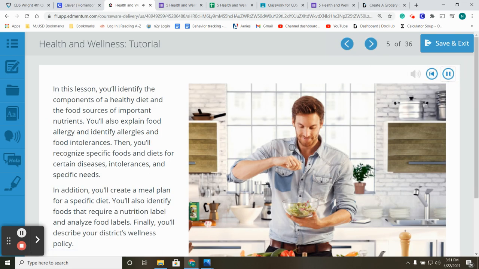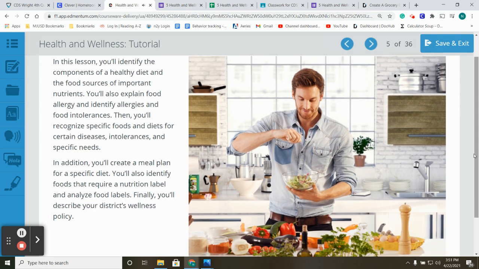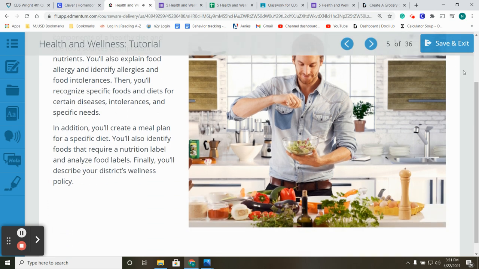In this lesson, you'll identify the components of a healthy diet and the food sources of important nutrients. You'll also explain food allergy and identify allergies and food intolerances. Then you'll recognize specific foods and diets for certain diseases, intolerances, and specific needs. In addition, you'll create a meal plan for a specific diet. You'll also identify foods that require a nutrition label and analyze food labels. Finally, you'll describe your district's wellness policy.